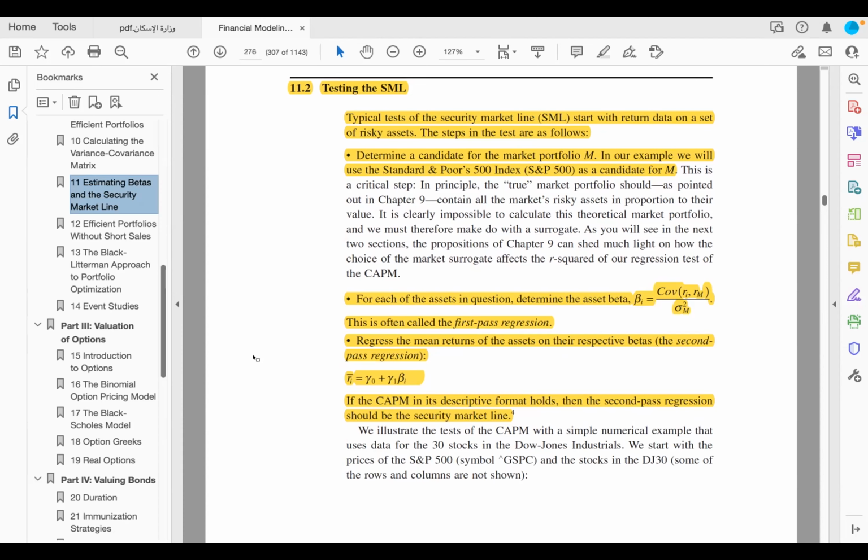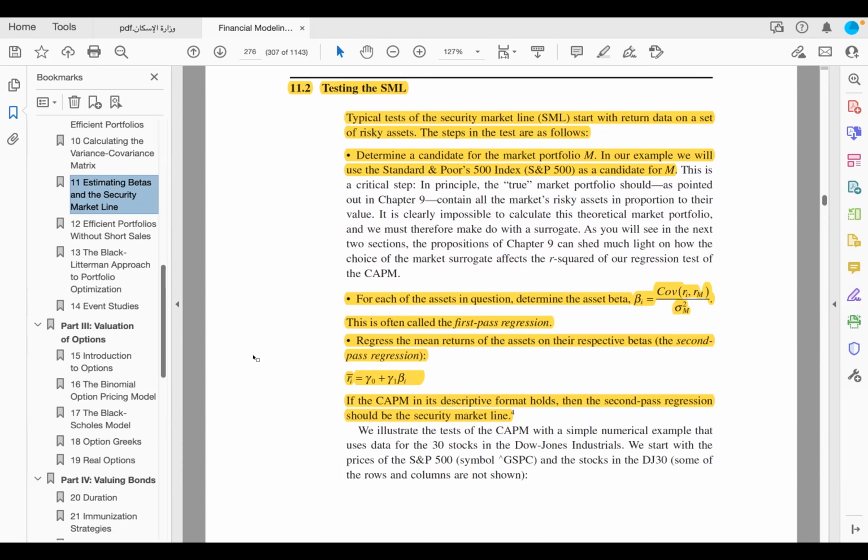For step number 1, we regress all the data, whether we have daily data, monthly data, weekly data, annual data, right? We regress all the data to find the beta. For the third step, we regress the mean returns, not all the data, just the averages. Regression, we use only the mean. So we have to pay attention to this particular point. Regress the mean returns of the assets on their respective betas that we have identified in the previous step.